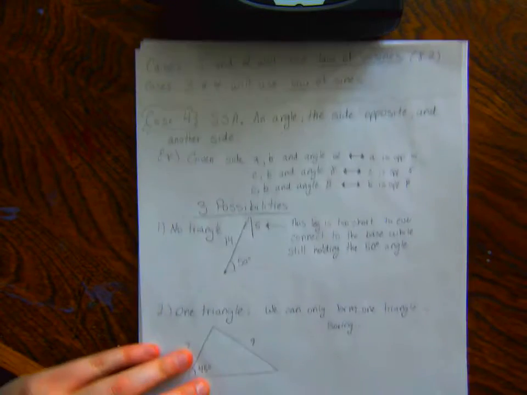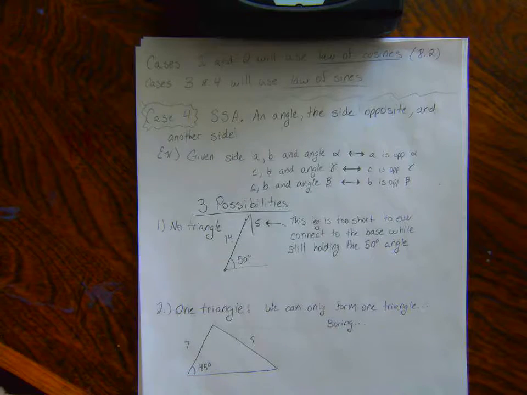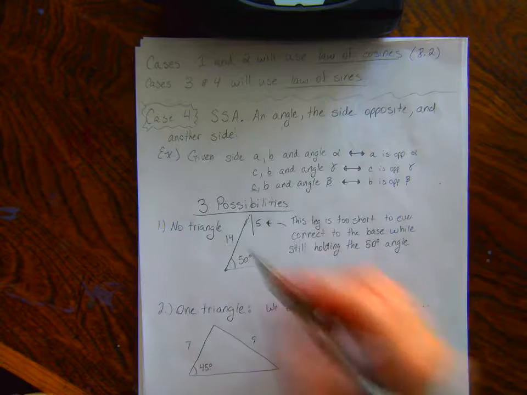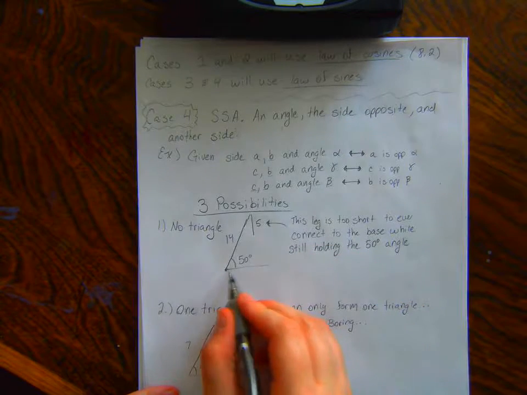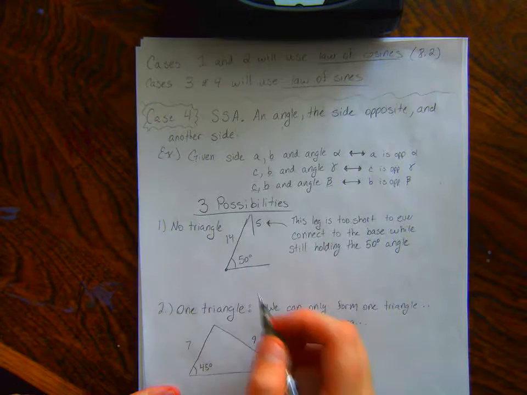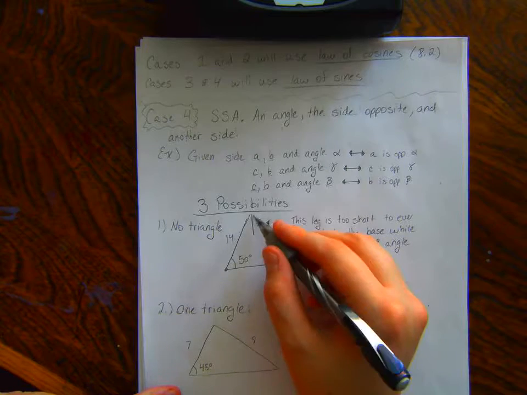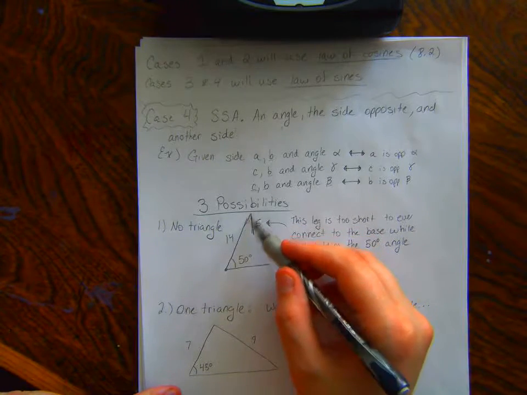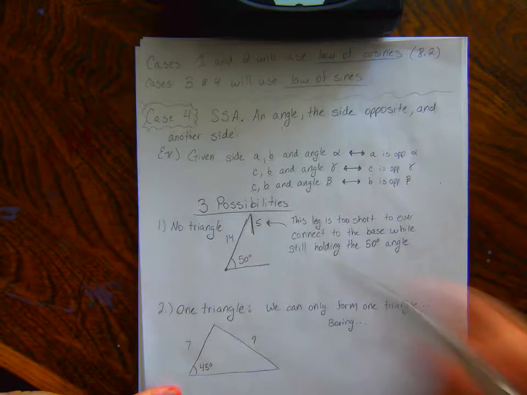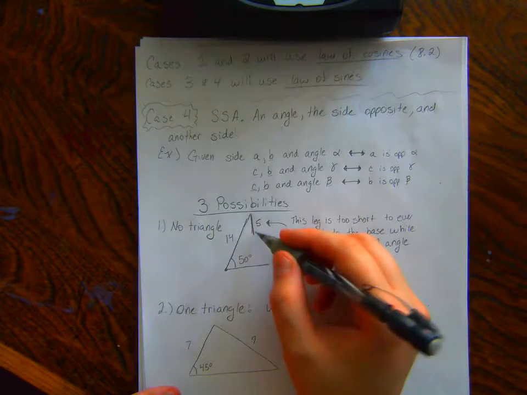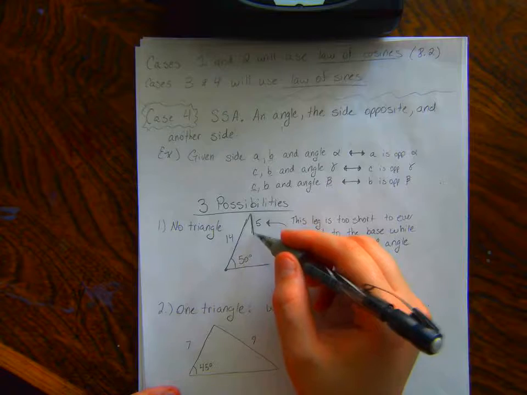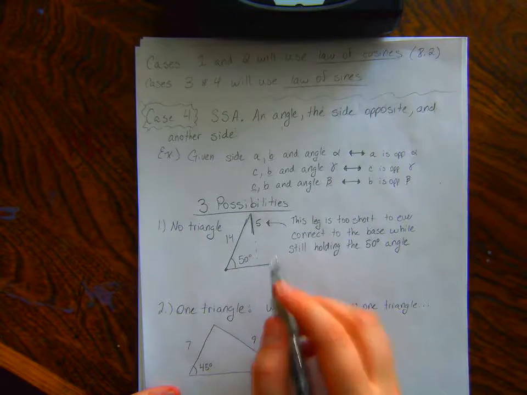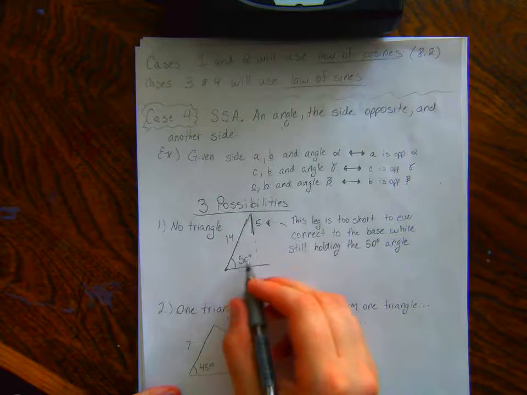Alright, now with case 4, we have three possibilities. We can have no triangle. In this example, we were given the angle 50 degrees, and the side opposite that was 5, and then one of the side lengths next to it was 14. Notice that the side length 5 is too short to ever connect down to the base while still preserving this 50-degree angle.